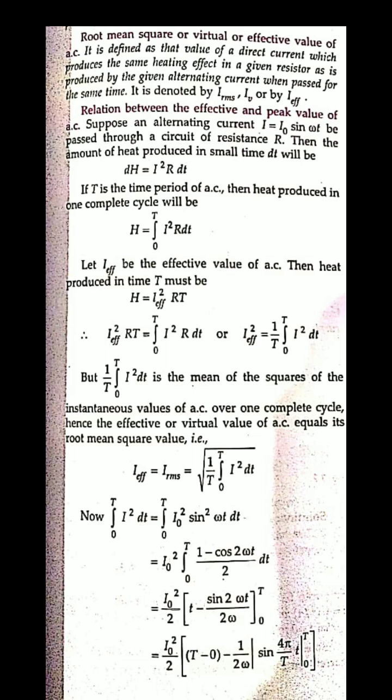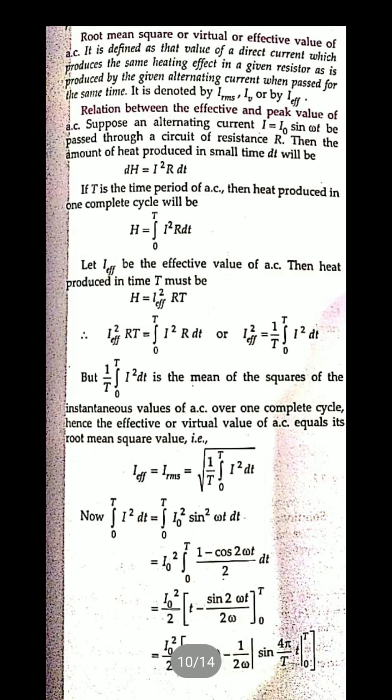Integration of 0 to T I squared dt. In place of I, you can write I0 squared sine squared omega t. Now if you integrate it, you get the steps, and at last you get I0 squared T by 2. That is only the integration value, but 1 by T is also there. So I effective equals root of 1 by T into I0 squared T by 2. So T cancels, we get I0 by root 2, and 1 by root 2 is 0.707, so 0.707 into I0. This is the relationship between I_RMS and the peak value of current.